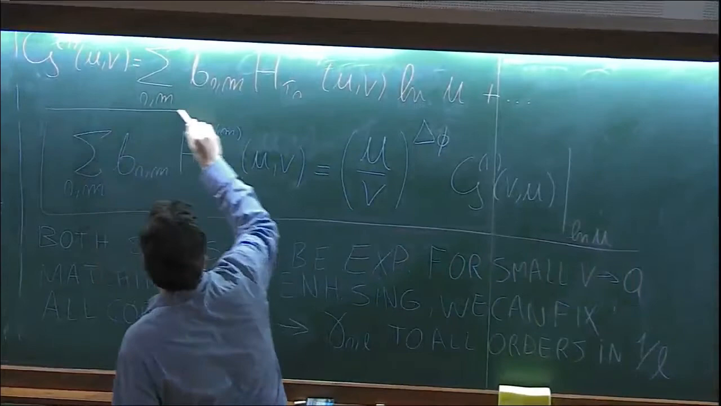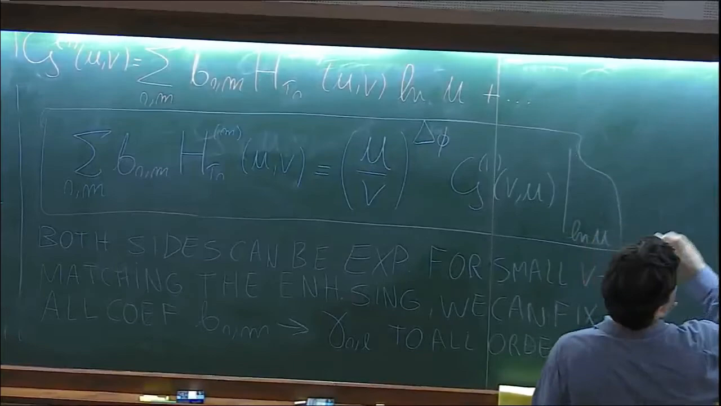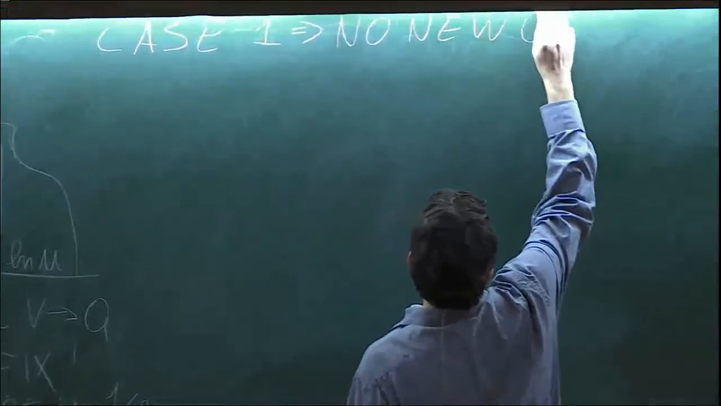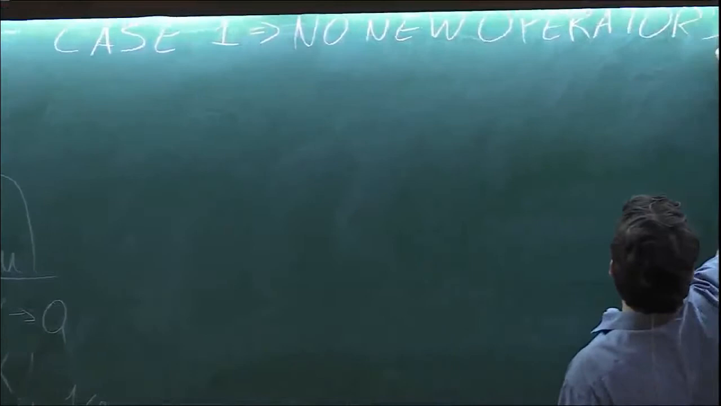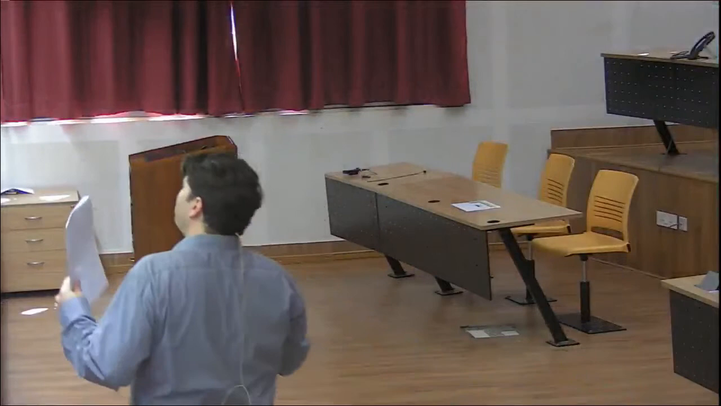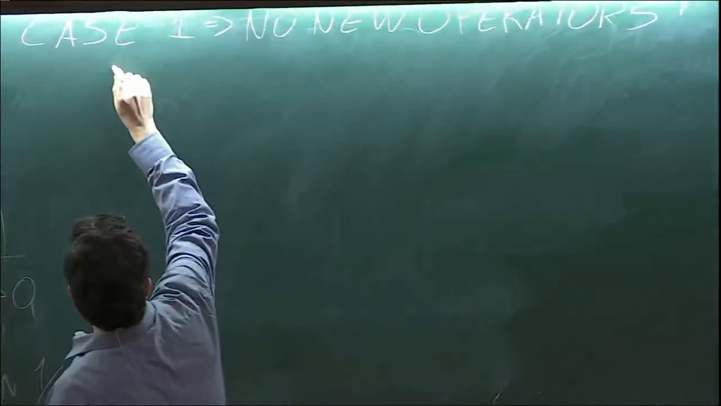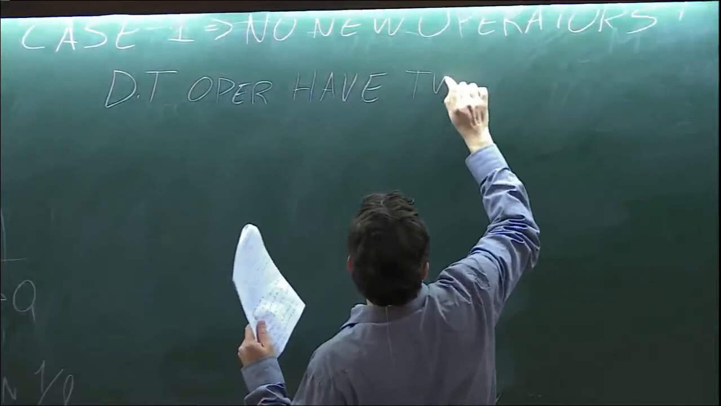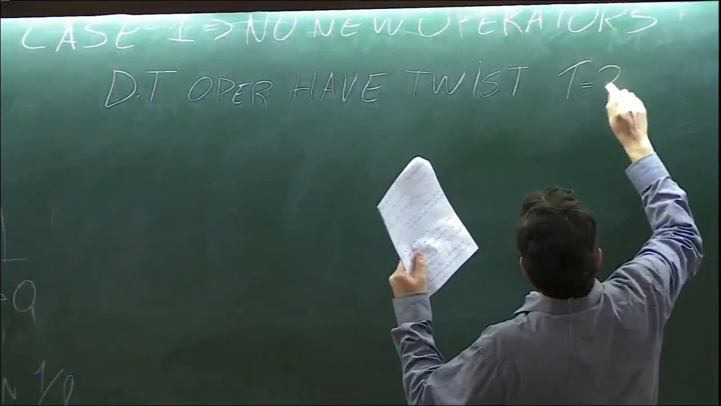So let's start first with case one. In case one, there are no new operators. If you don't have new operators to order 1 over n squared, recall that these double trace operators have twist tau equal to delta phi plus 2n plus something small.